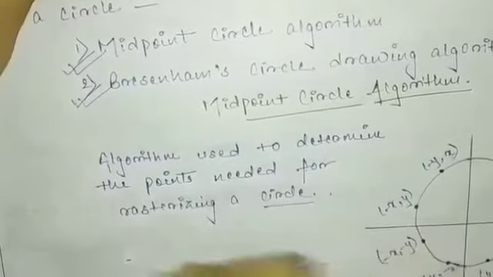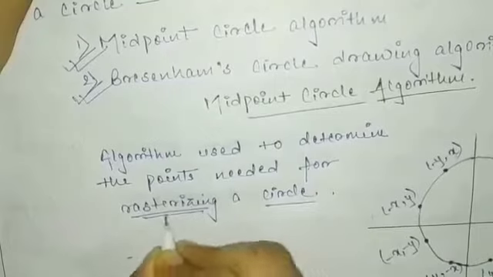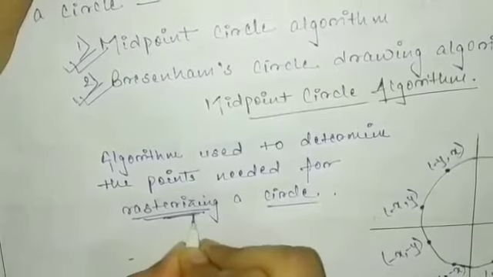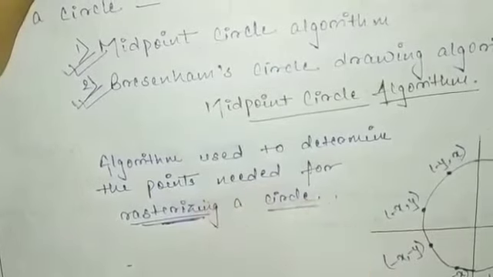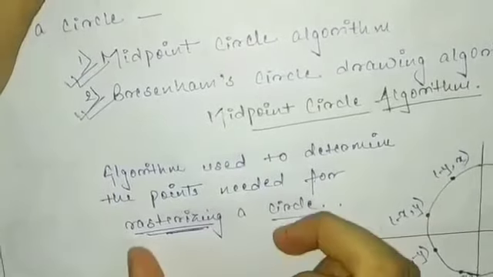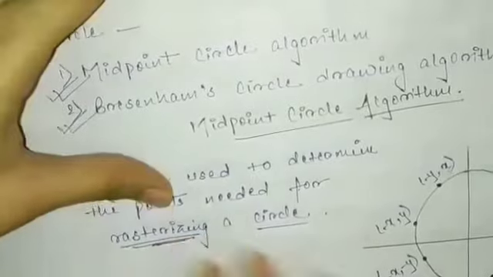Rasterizing means converting the vector formula into a pixel form. This is known as rasterizing. So this algorithm is used for determining the points needed for rasterizing a circle.